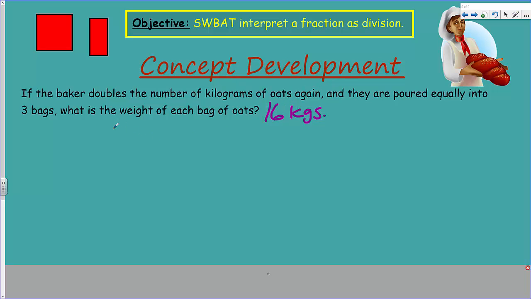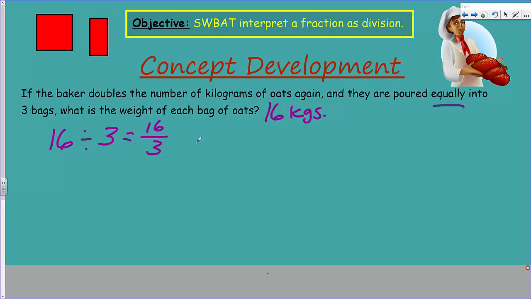Okay, so we're going to do this without the model since we've already done the model before. We're just going to do it with the algorithm. So let's take a look at that. If we have 16 kilograms and we're going to divide equally by the 3 bags, we have 16 kilograms of oats. We're dividing it by 3 because we want to put that 16 kilograms of oats into 3 bags equally. So that lets you know right away, that's 16 thirds, 16 divided by 3.